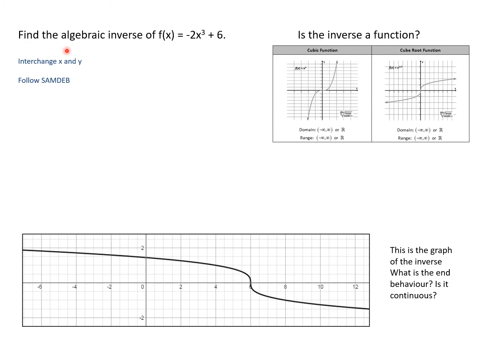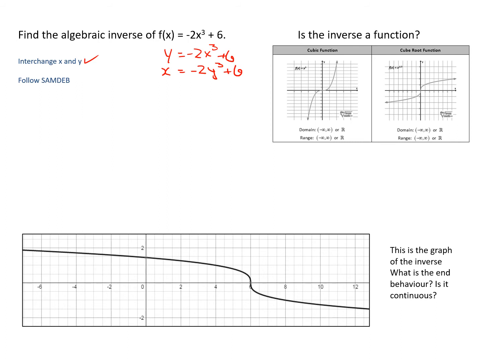So here's our first example. We're going to find the inverse equation here, the algebraic inverse. And so I've got some steps there for you. The first step is to interchange x and y. Well, when I look at my equation, I don't see a y there. So let's switch out the f of x for y. y equals negative 2x cubed plus 6. Now I can interchange x and y. I'm on this step here. So I'm going to put an x here, x equals negative 2y cubed plus 6.